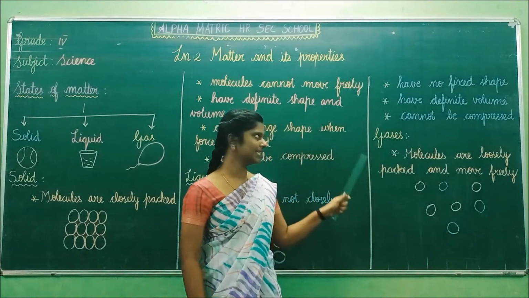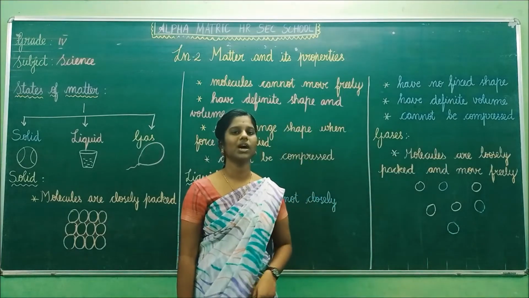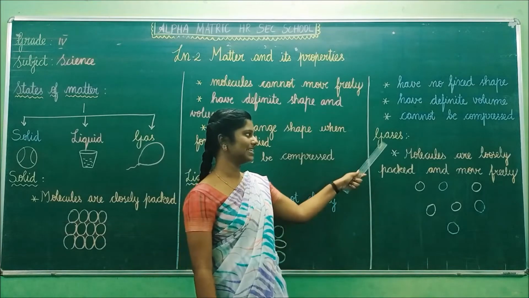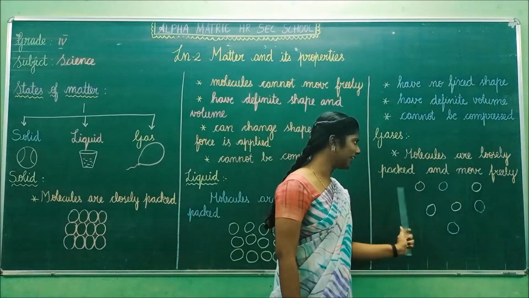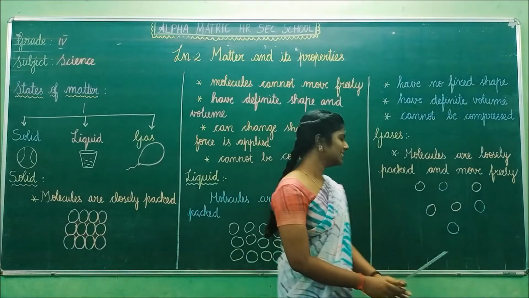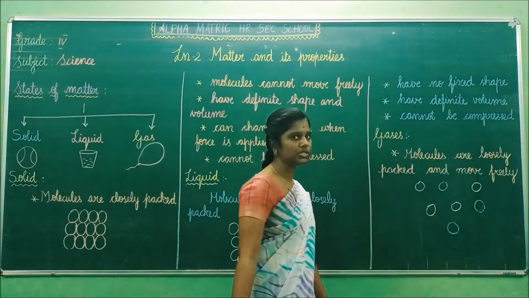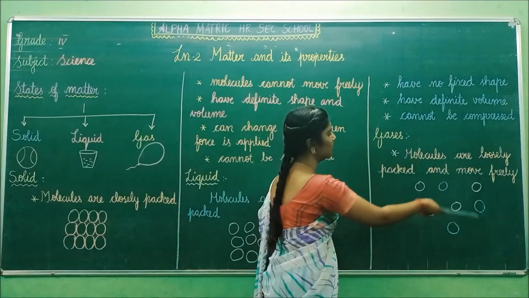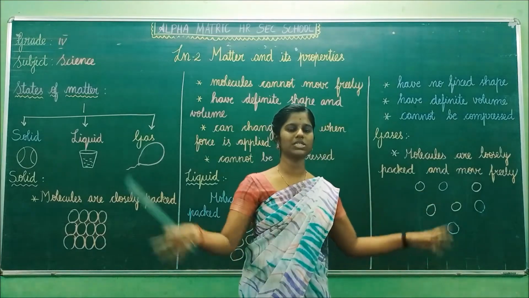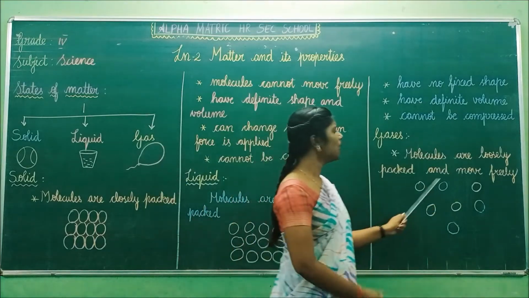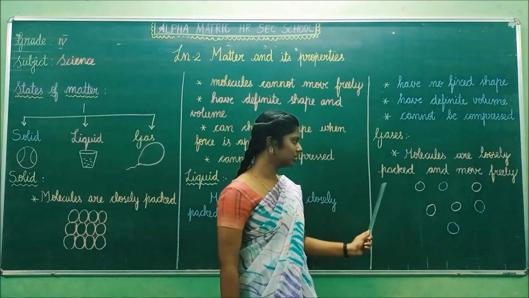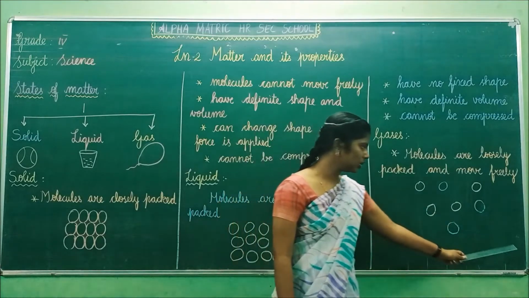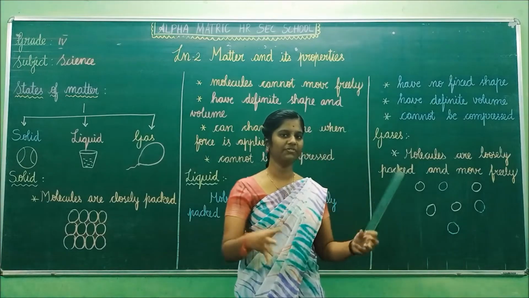The third state is gases. What is the third state? Gases. See here, molecules are loosely packed and move freely. See the picture here, how the molecules are. One is here, one is here, one is here. So it is very loosely packed and moves freely. If they are loosely packed like this, this molecule can go this side, that molecule can go that side. So it can move very freely.